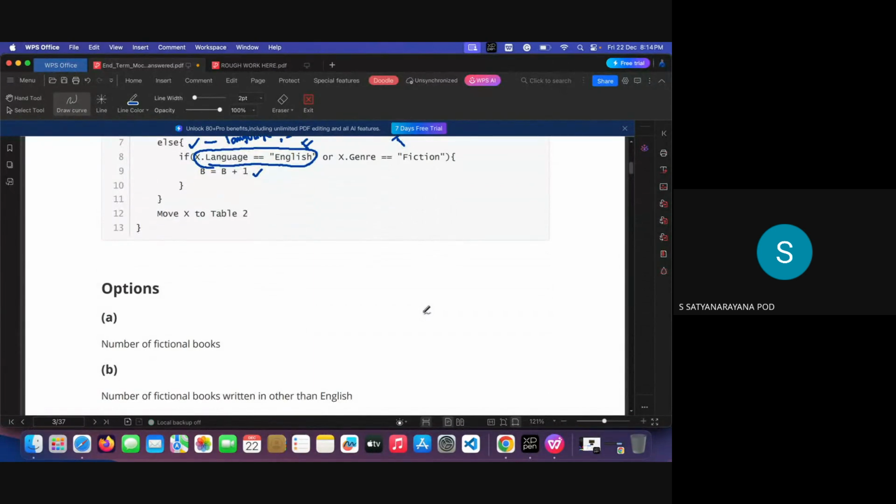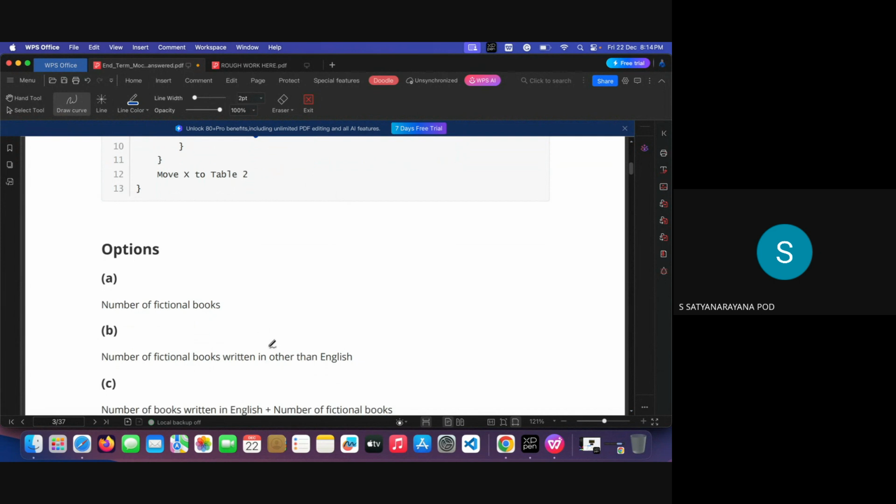Option A is the number of fiction books, which is perfect. But the thing is they did not talk about the language. So that's the reason we don't opt for A. Yeah, this is correct: the number of fiction books written in other than English. Remember, it's other than English.